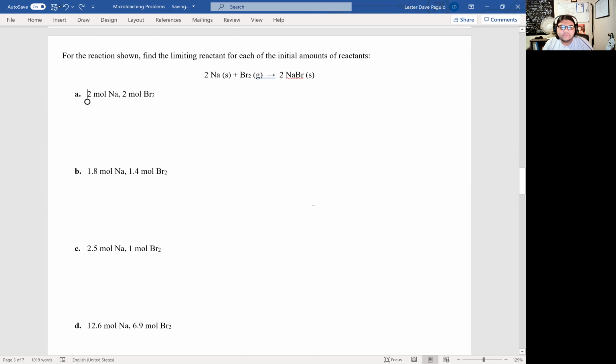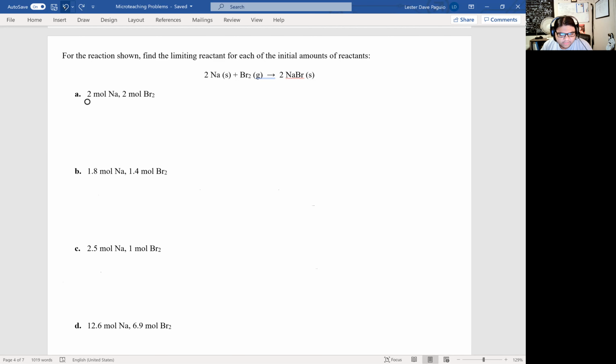For the reactions shown, find the limiting reactant for each of the initial amounts of reactants. So we have 2 sodiums and bromine gas equal to 2 sodium bromide. For the first problem, we would have 2 moles of sodium and 2 moles of bromine as the initial.